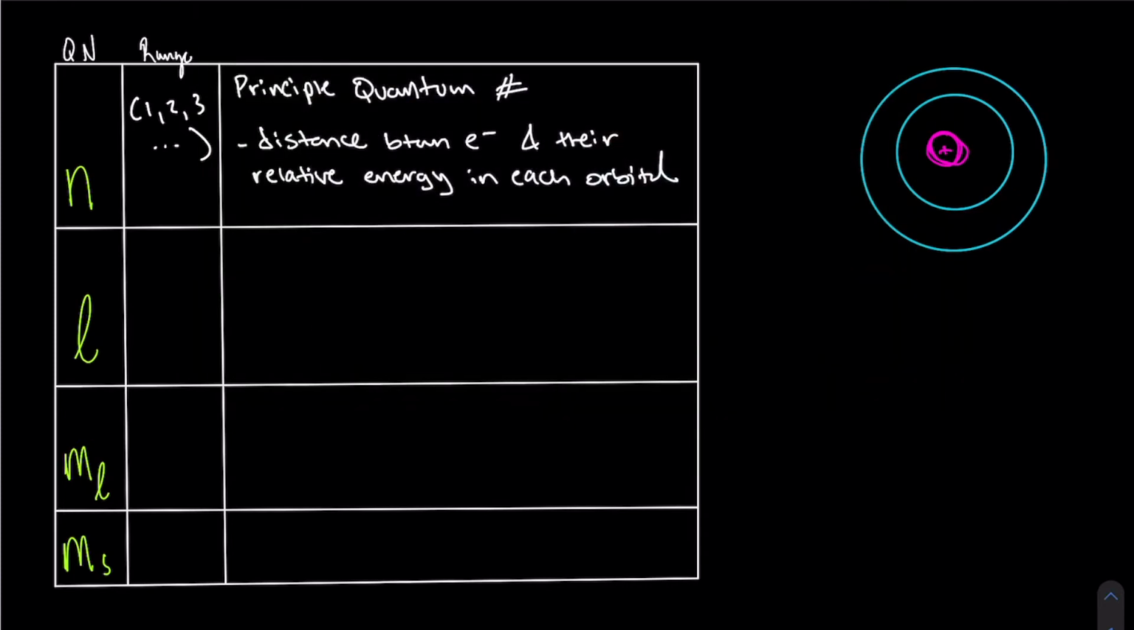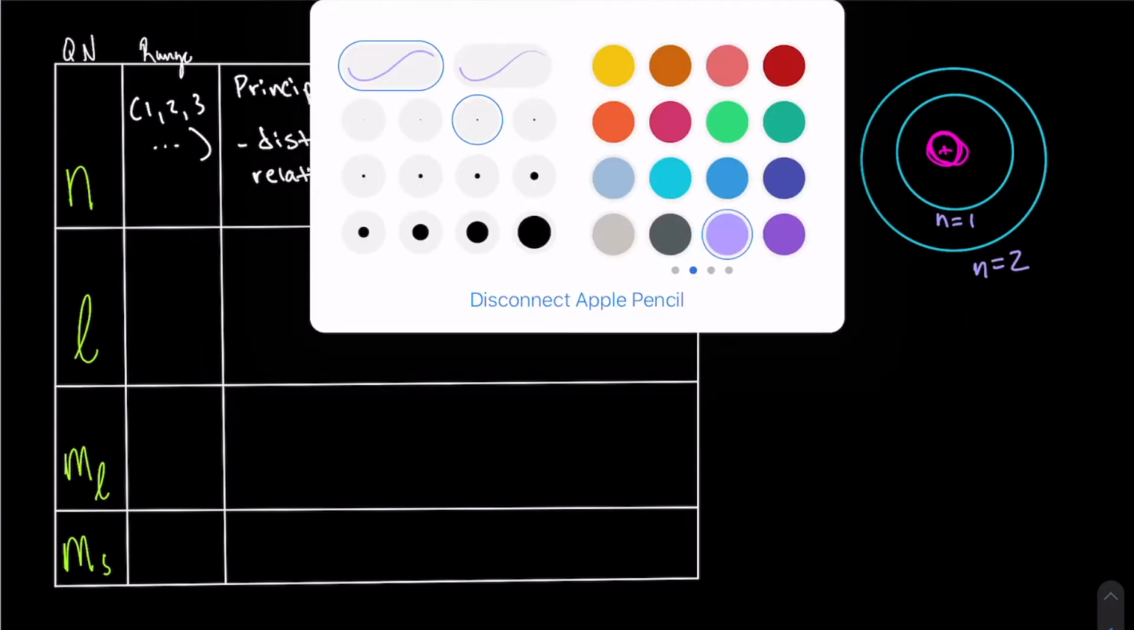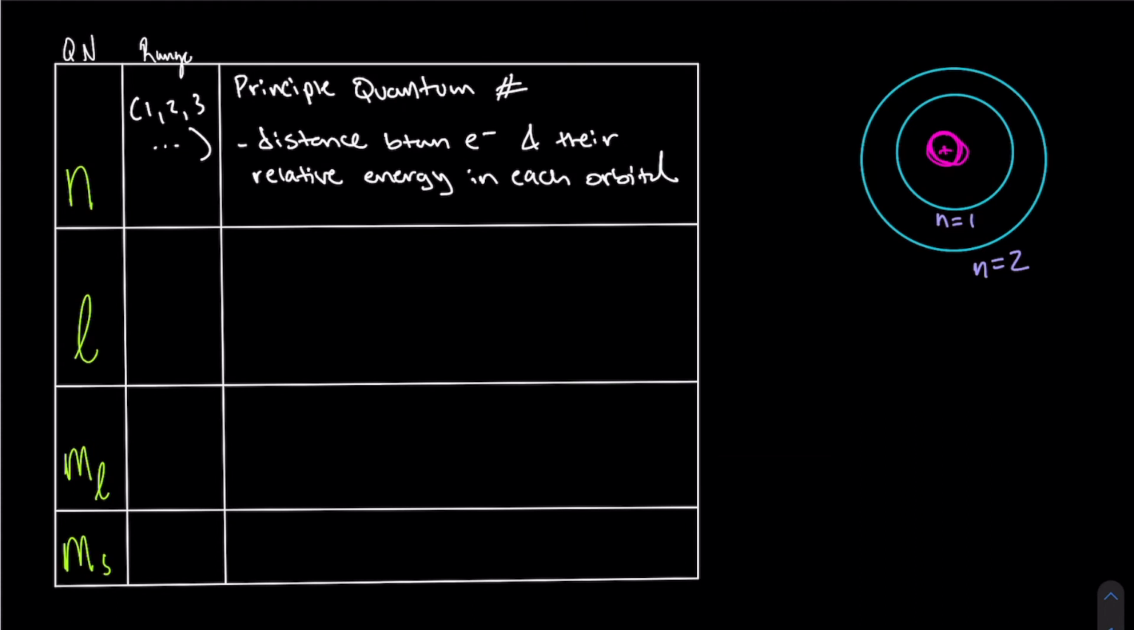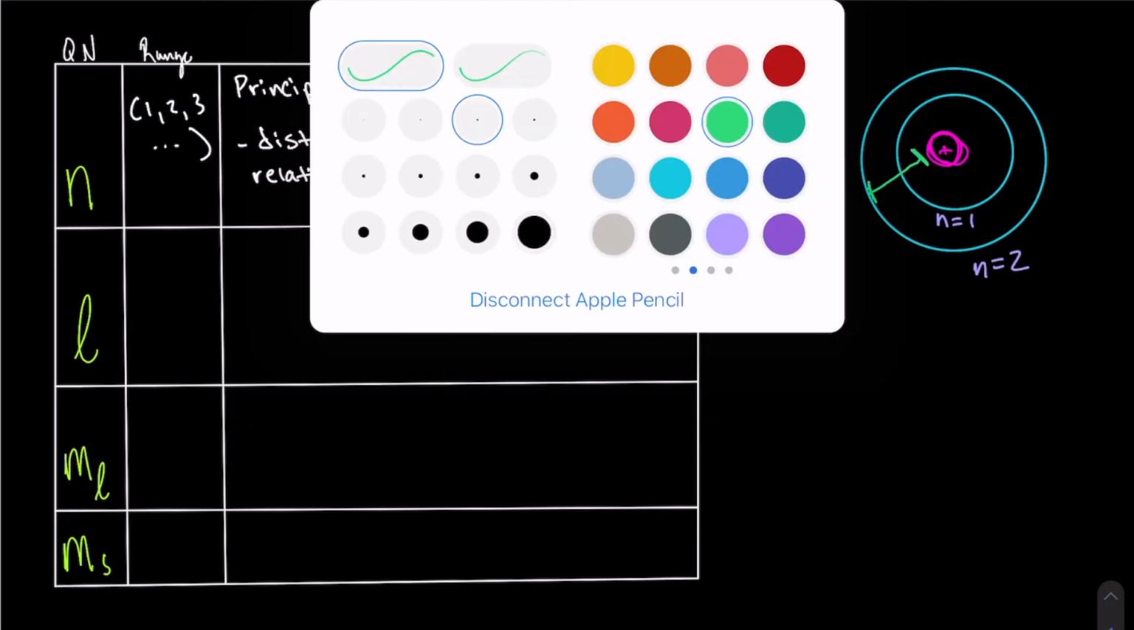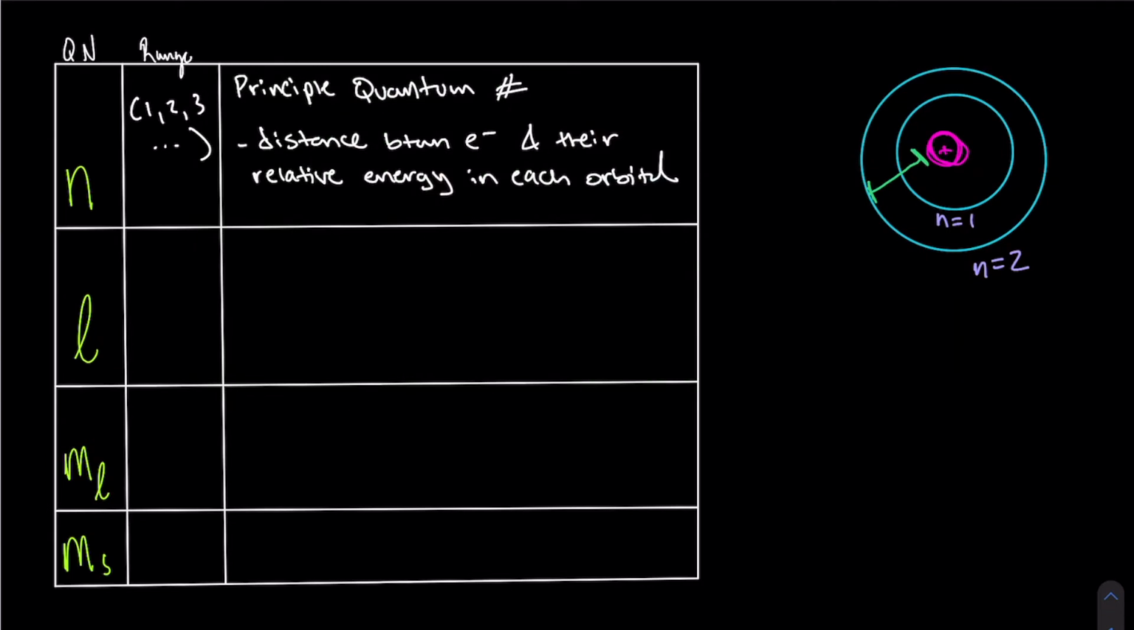So the first one is going to be n equals 1, right? The second one is going to be n equals 2. Oh, I completely switched that. So this is going to be n equals 1, and this is going to be n equals 2. As you can see, the second energy level is farther away from the first energy level, right? So this distance, farther away from the nucleus, is longer than this distance.